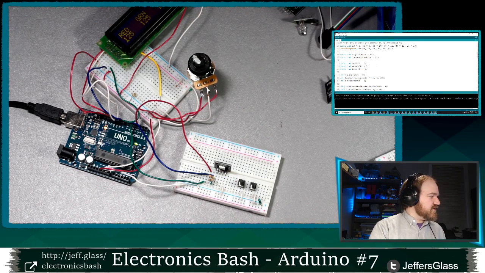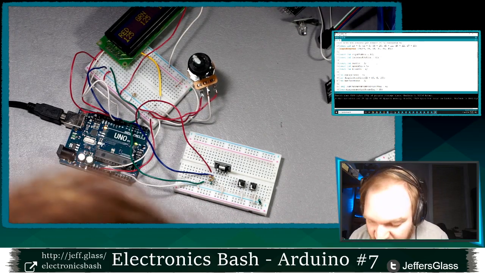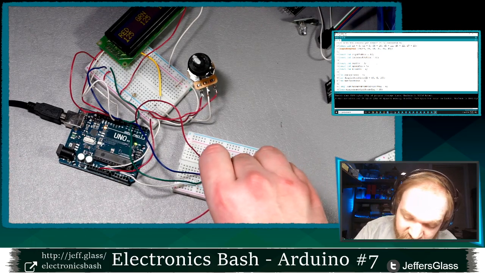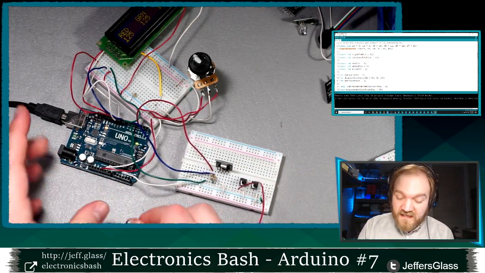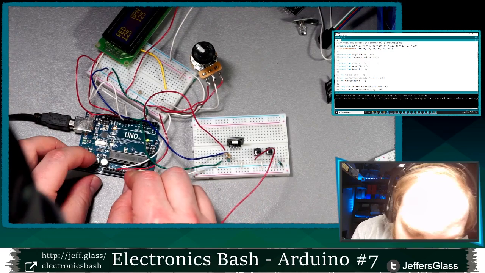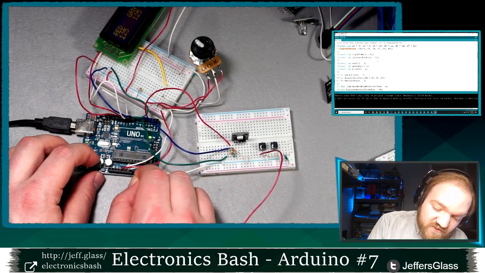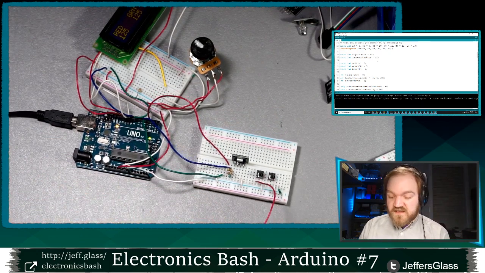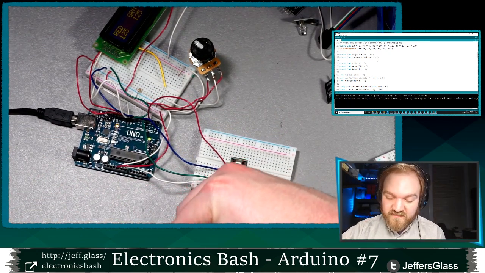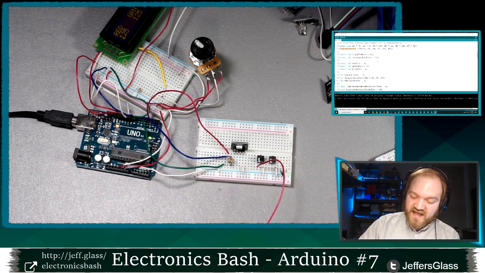Let's see if I put in my code what buttons they are. Oh, I see. I use A0 and A1. A good reminder that you can use your analog in pins, the pins labeled analog in on your Arduino Uno, as digital inputs as well. There's no reason they have to be only analog inputs. They are the only pins that can be analog inputs, but they work just as well as digital I/O.